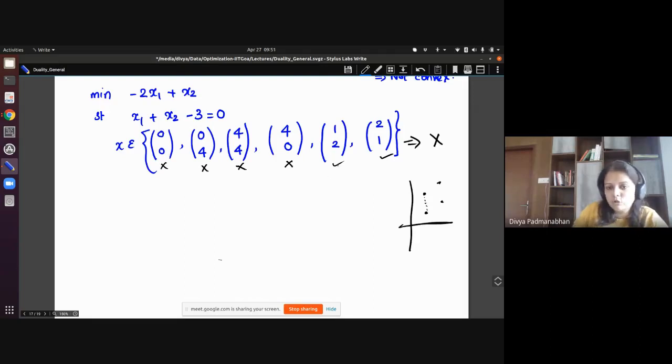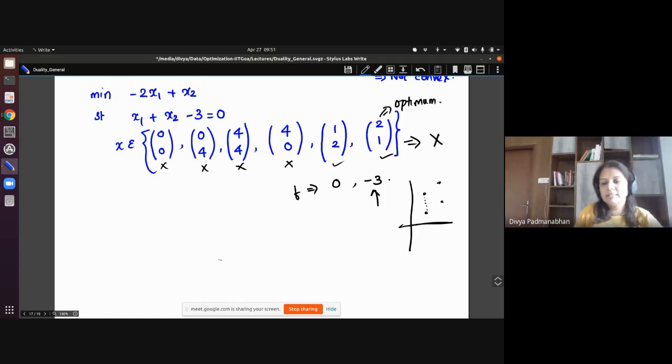Now, out of these 2, the objective function is minus 2 plus 2 for this one, which gives 0. So the function value is 0. And for this one, it's minus 4 plus 1, so that is minus 3. Okay, and the minimum is actually going to be this value, this 2, 1. Okay, so this is the optimum point.